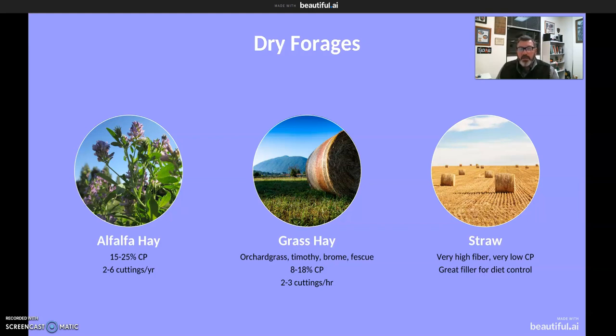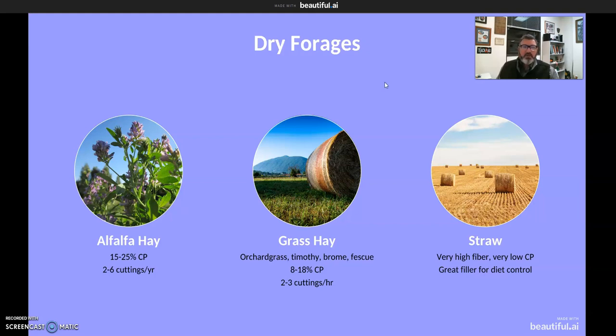So the earlier in the early bud stage that you might be mowing it down, you're going to get to the upper end of that crude protein spectrum. If you see all the purple flowers like what's in the picture, you're probably going to be down to the 15% crude protein range. Depending on how aggressively you are mowing hay, somewhere between 2 and 6 cuttings per year. And here in southern Illinois, depending on the summer, it's quite possible to get 6.